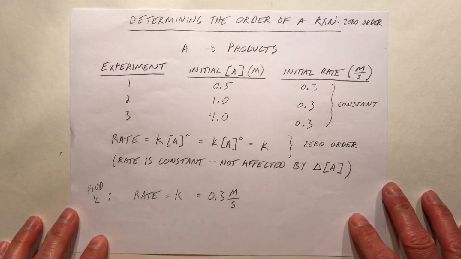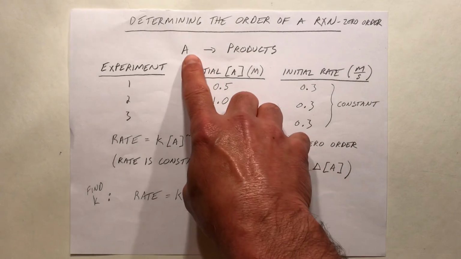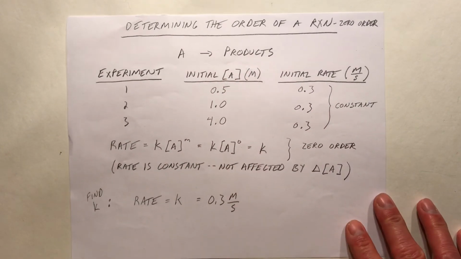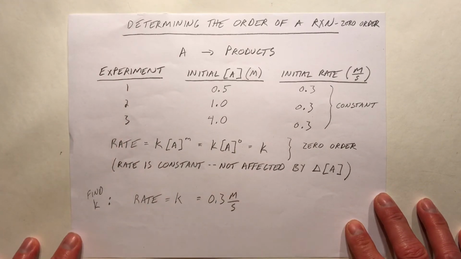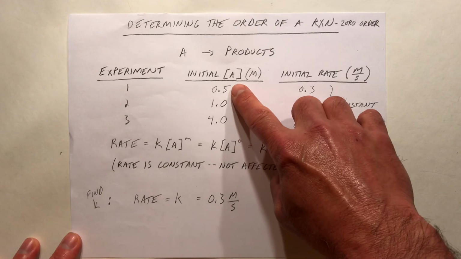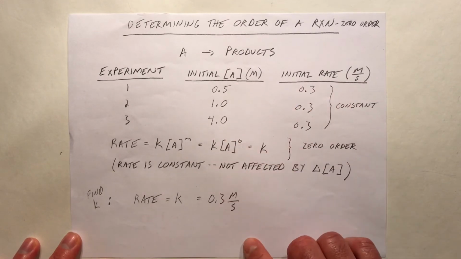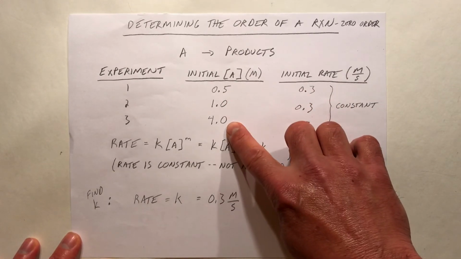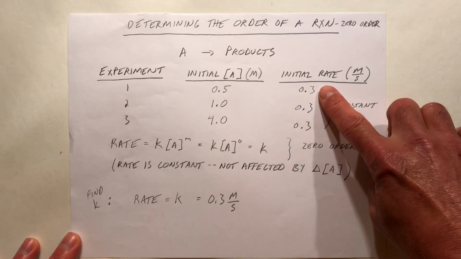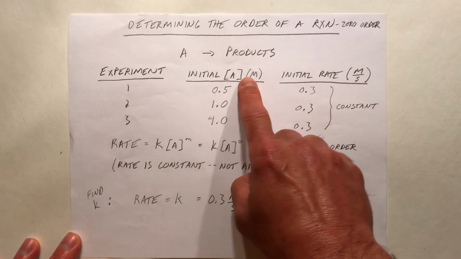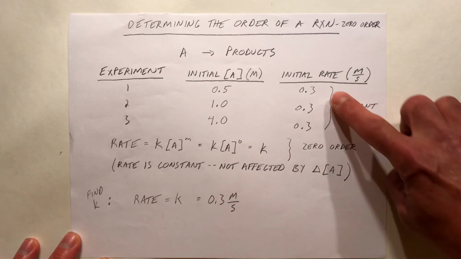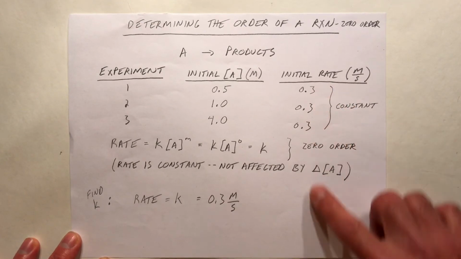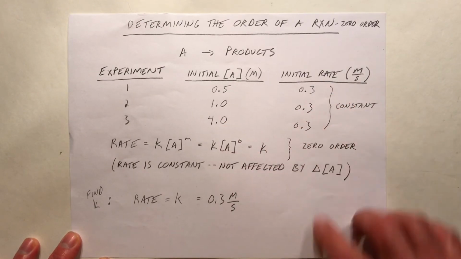Let's take a look at some samples. Let's say we have A turning into products, again a simple type of reaction here, and we run 3 different experiments. Now we get to set up some variables in the experiments, and what we're going to do is change the concentration. Notice that when we change the concentration and run the reaction, the rate of the reaction, and this is the initial concentration and the initial rate, the rate of the reaction right when the reaction starts, stays constant. So no matter what I do to the concentration, the rate stayed the same.